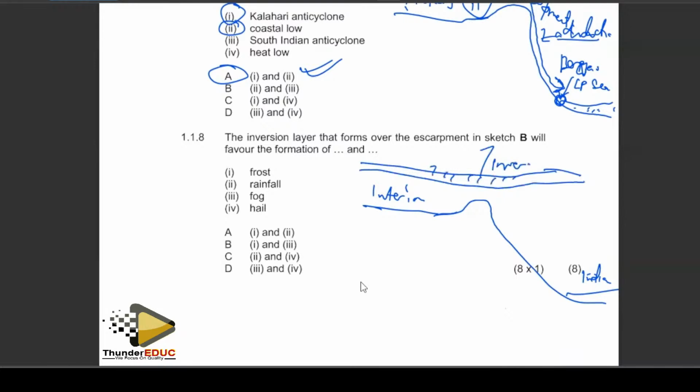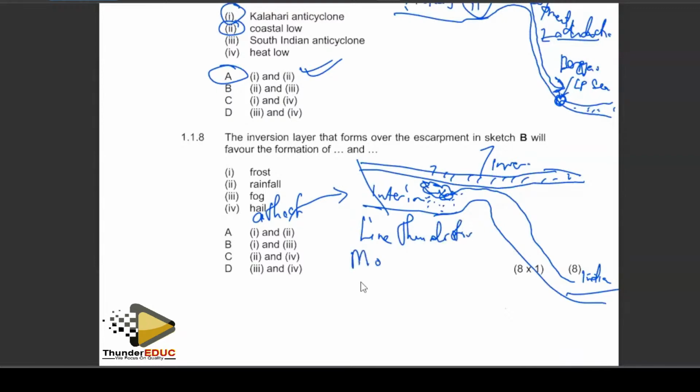And as there's an inversion layer which is above the plateau here, it means warm and moist air is now able to get through to the interior. The warm and moist air is going to form clouds over the interior here, which are going to produce rainfall. Or we can also talk of the feeding in of warm and moist air from this side, and also the feeding of cold and dry air from the Atlantic, South Atlantic high pressure here. If these two air masses meet, they tend to lead to the formation of the line thunderstorms, which are typical traveling disturbances that happen during summer. Line thunderstorms and the moisture front.